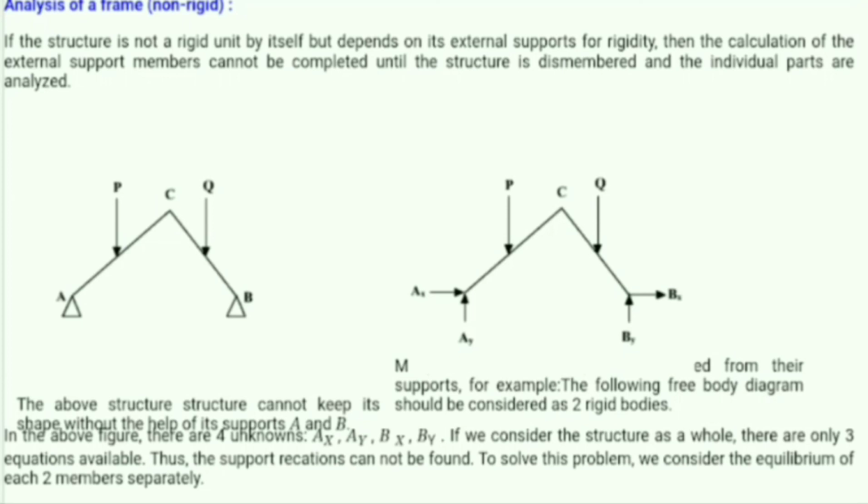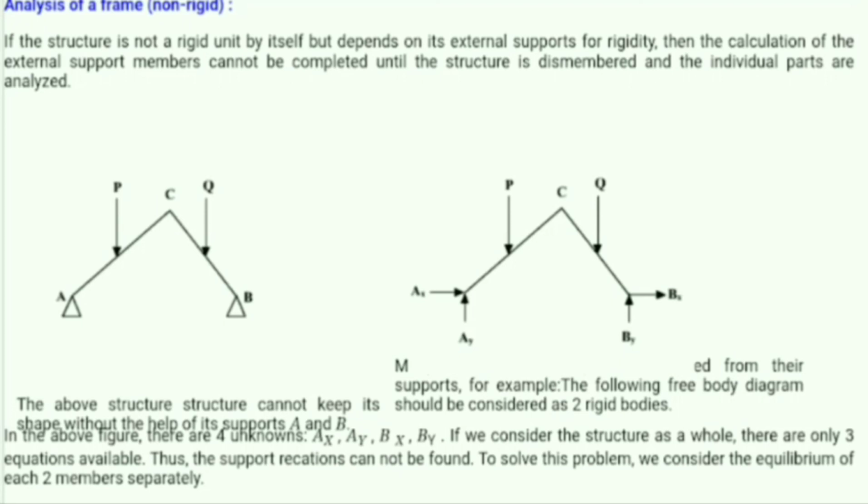So, if there is such a structure which is dependent on the external supports for its rigidity, then for such a member, we need to isolate or dismember the structure at the internal pins, and then analyze the members of that frame separately by applying all the conditions of equilibrium.